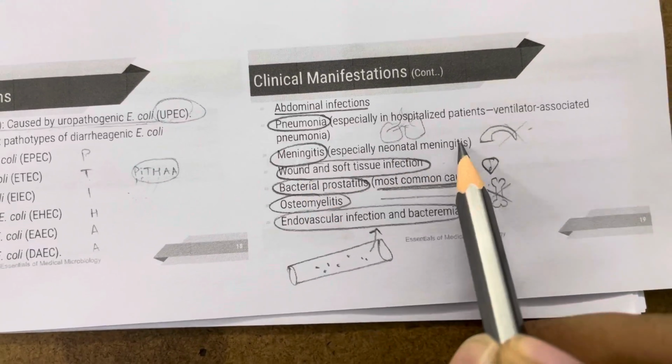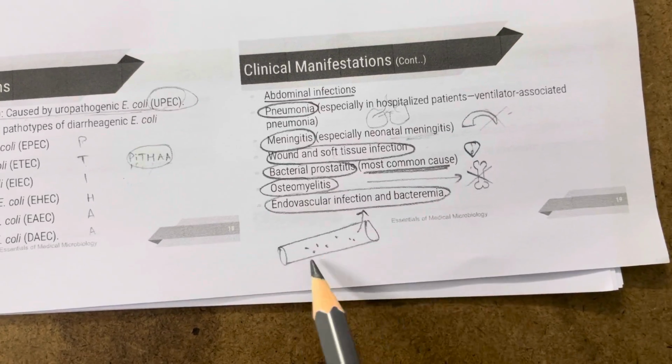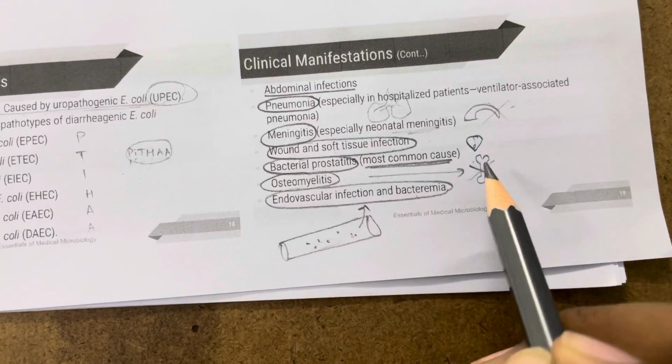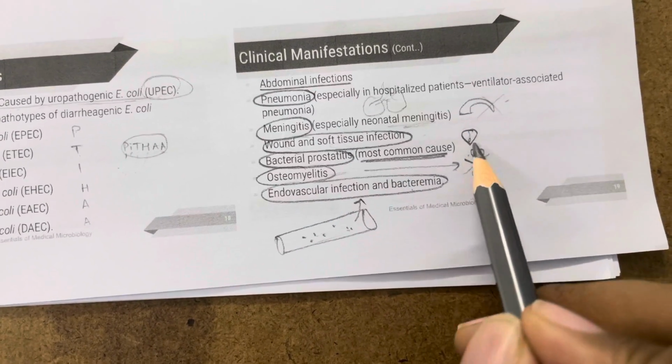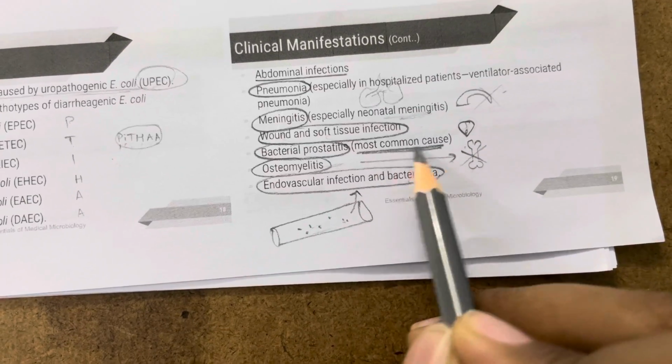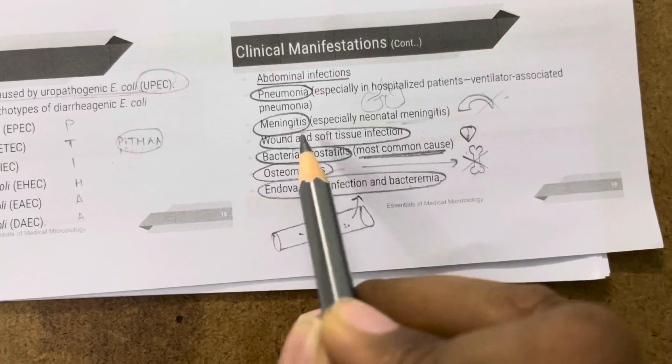Next, meningitis, especially neonatal meningitis, wound and soft tissue infections, and blood is affected, so endovascular infection, bacteremia. Bones are affected, so osteomyelitis. Next, prostate, bacterial prostatitis. The most common cause of that is E. coli infection. Next, you have meningitis, wound and soft tissue infection, pneumonia, and abdominal infections.